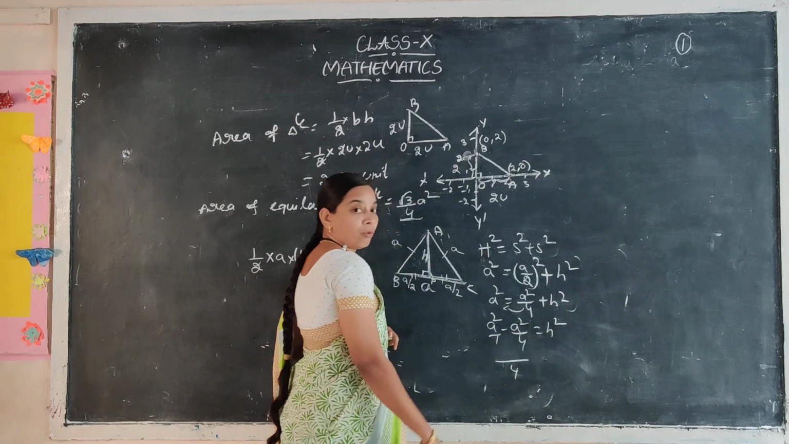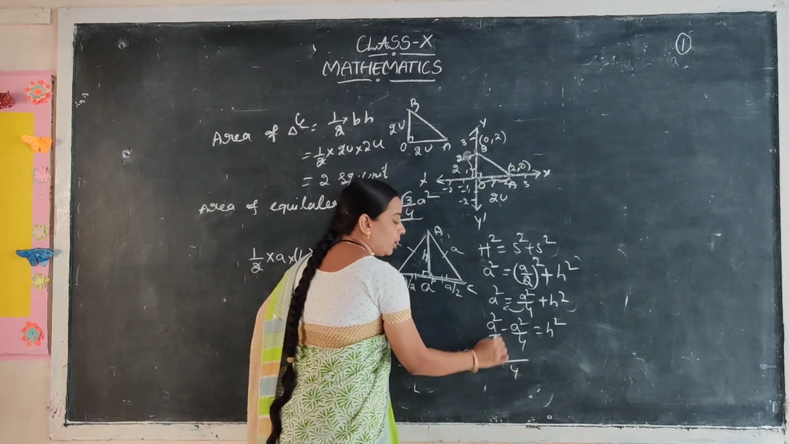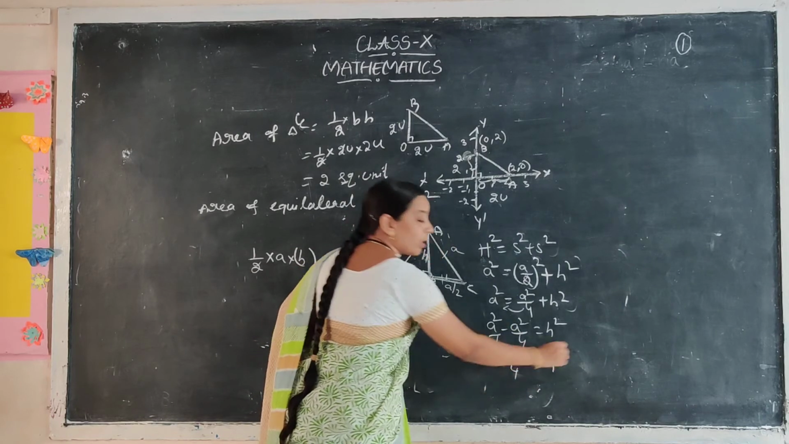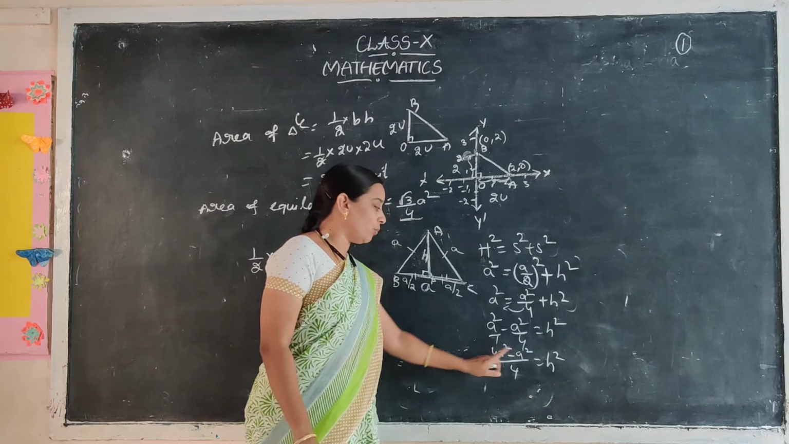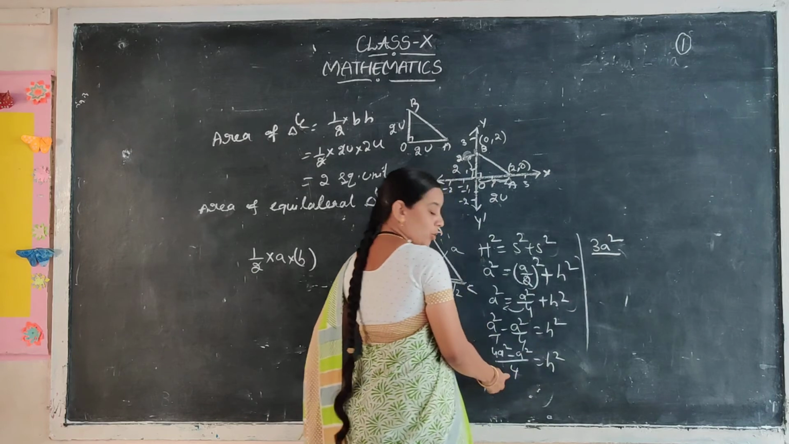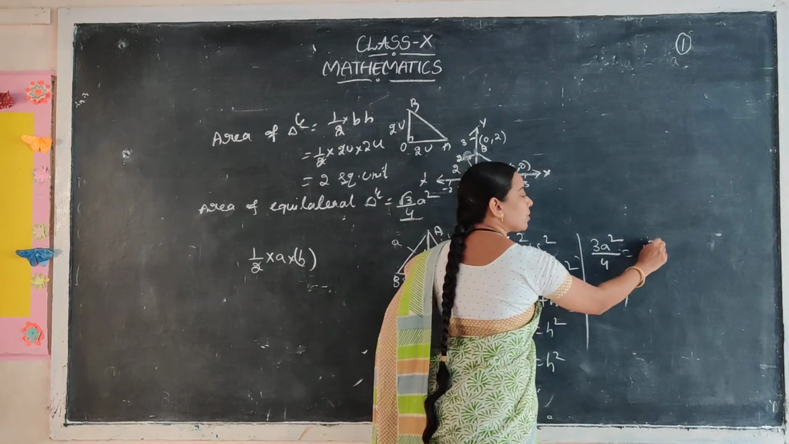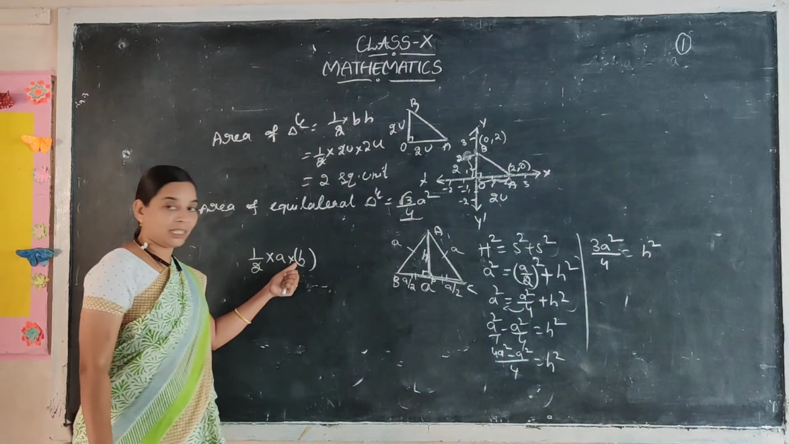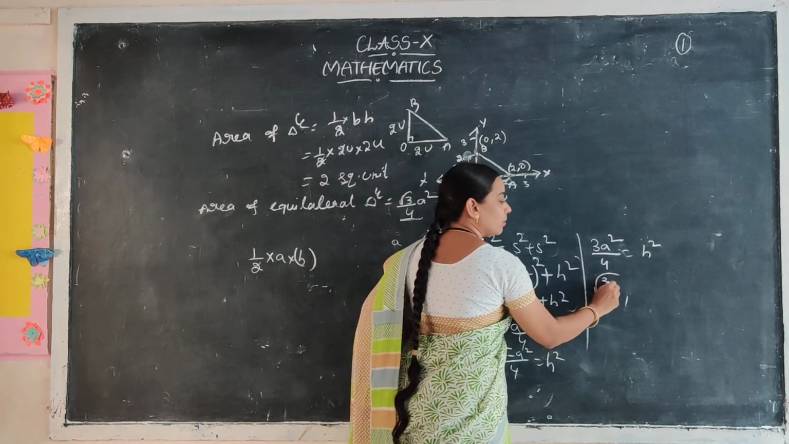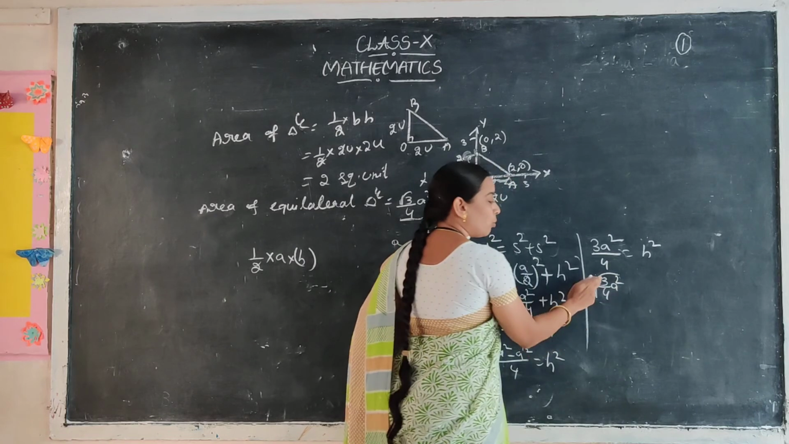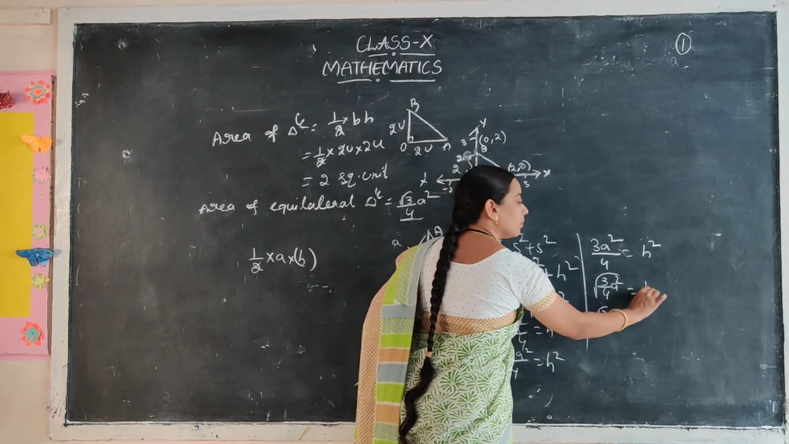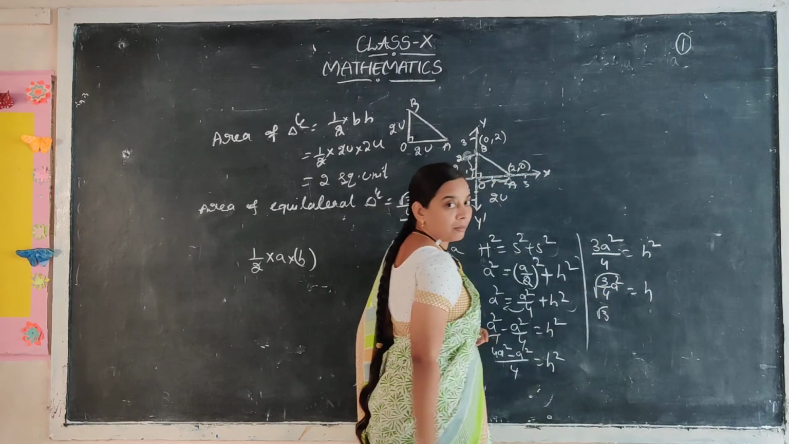So the denominator is 4. The LCM of 1 and 4 is 4. 4 into A square, 4A square minus 1 into A square, 1A square, is equal to H square. Now both are like terms. Subtract both. 4A square minus A square, how much? 3A square by denominator 4 is equal to H square. Now we want to find only H, but here square is there. That square moves to the left side as root. Now root 3 is an irrational number, so write root 3 only. Square moves to the left side, only H remaining.